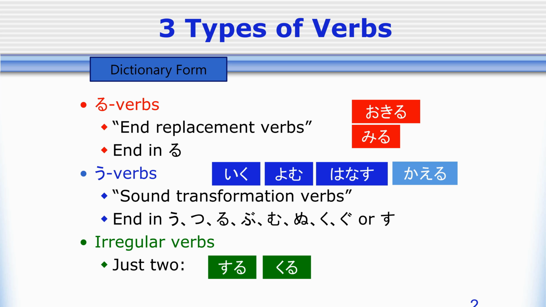So once again, we have 3 types of verbs in Japanese. We have ru verbs, u verbs, and irregular verbs. Ru verbs always end in ru, u verbs can end in any syllable, and our irregular verbs are just the 2, suru and kuru.